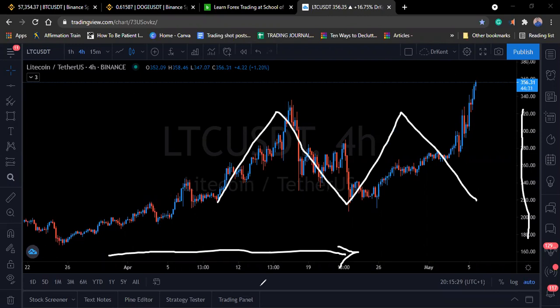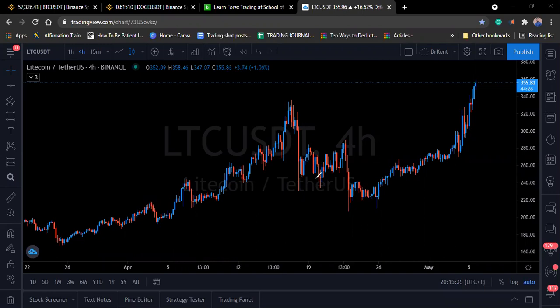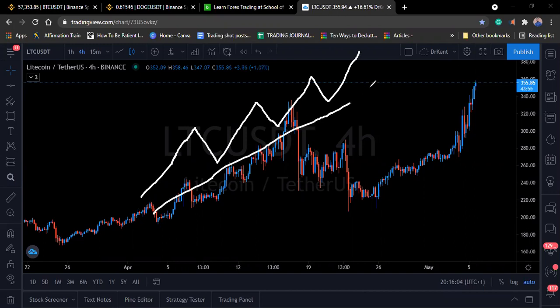Now, the market basically has only three kinds of trends. The market is either going up this way. When it's going up, it doesn't just go up in a straight line. It goes up, comes down, goes up, comes down, goes up, comes down, goes up. So this is referred to as an uptrend. Why? Because overall, the market is going up, even though it's coming down.